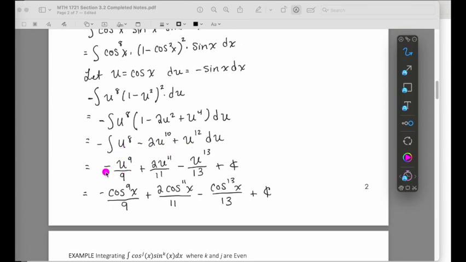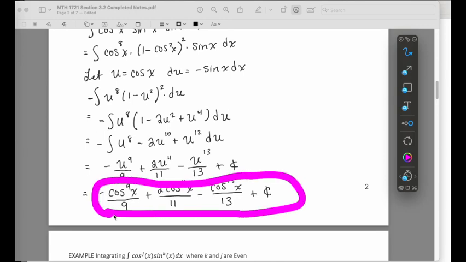So this is going to be negative u to the 9th over 9 when I integrate this. This negative and this negative is going to make a positive. So I'm going to have 2u to the 11th over 11. Then I have minus u to the 13 over 13 plus our constant. And then I go back in and substitute for u. U is going to be cosine. And then this will be our final answer.